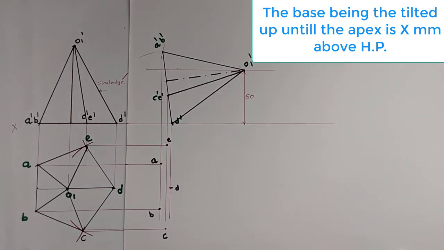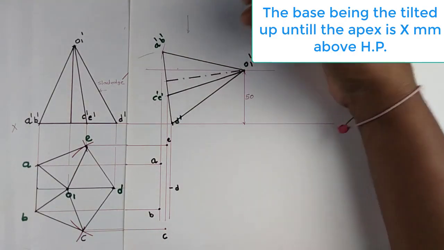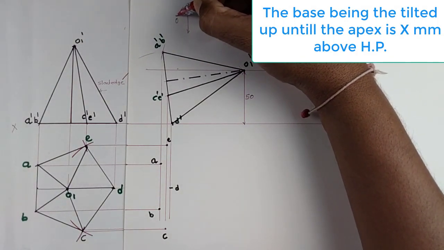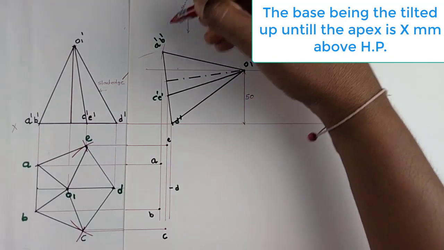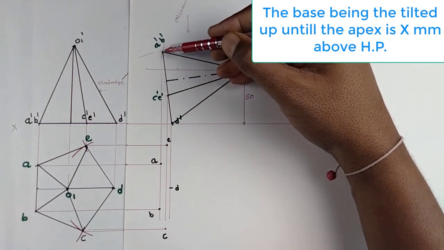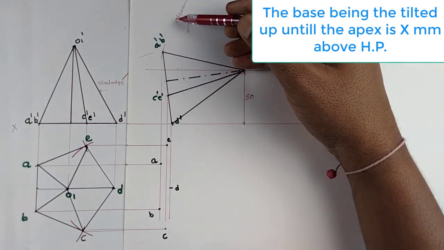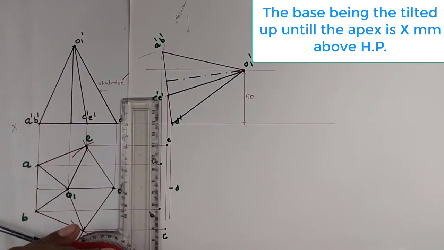Now you can see from the top view the observer: the AB side of the base is nearer to the observer. So I can draw the AB as a dark line.